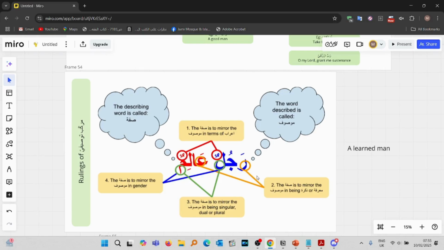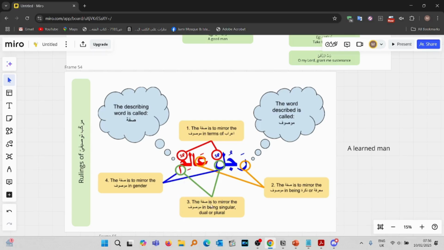Does that make sense? Now, the second rule for mawsuf sifa or murakkab tawsifi, the adjectival phrase, is that the sifa is to mirror the mawsuf in terms of nakira and ma'rifa. So if the mawsuf, the first part of this type of compound, is nakira, then the sifa will also be nakira. If the first part is ma'rifa, then the sifa will also be ma'rifa. The first part of this example, the mawsuf, that which is being described, which is rajulun, is nakira. Because it's nakira, the sifa will also be nakira.